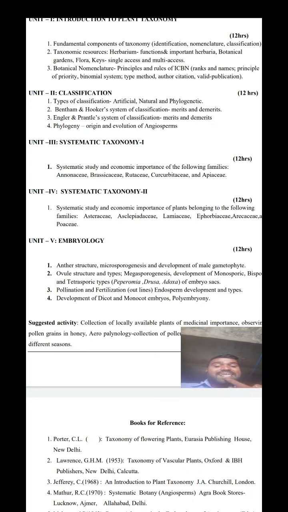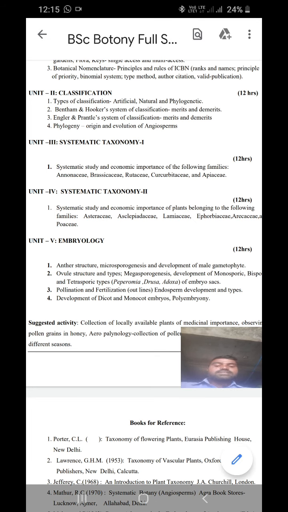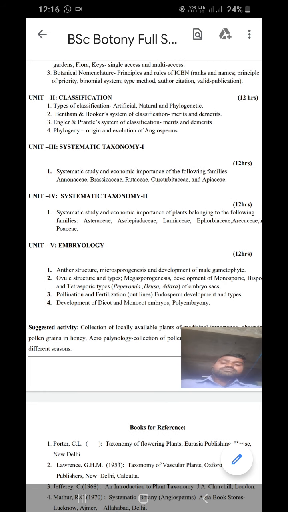Another one is embryology, which, as I already told you, is the reproduction of plants. Here pollination and fertilization, endosperm development and types of endosperms are studied. The last part of this semester is the development of dicot and monocot embryos and polyembryony: development of dicot embryo, development of monocot embryo, differentiation of monocot and dicot embryos, and polyembryonic structures are studied in this unit.